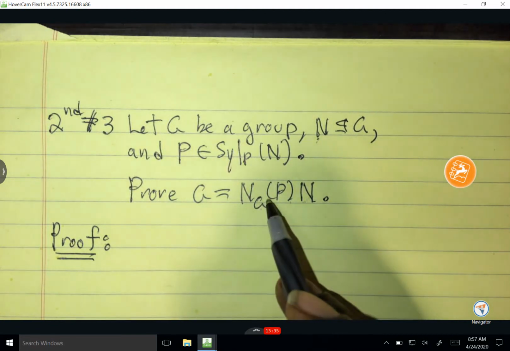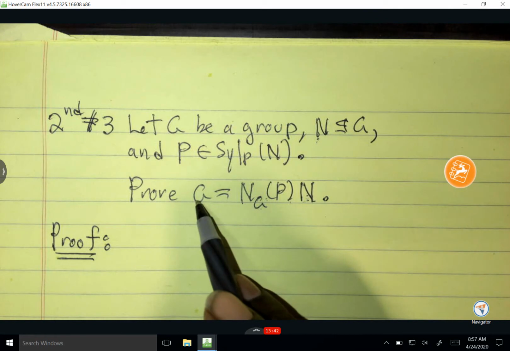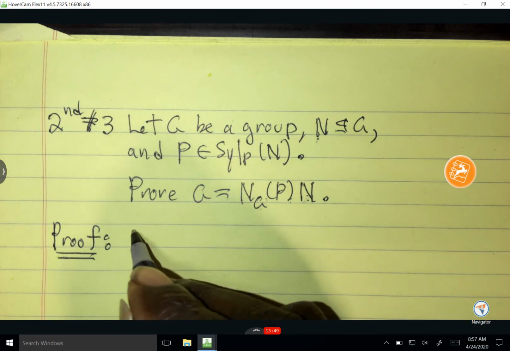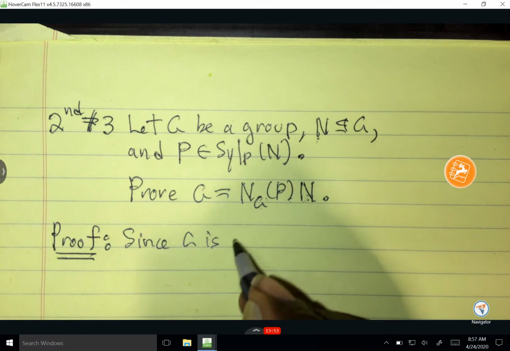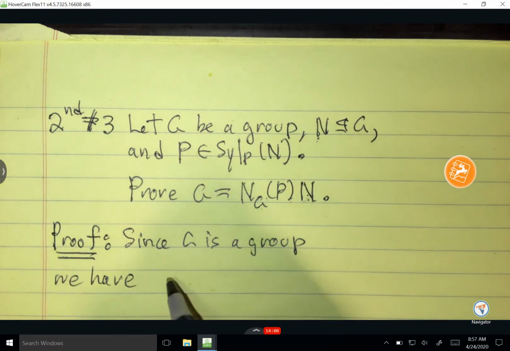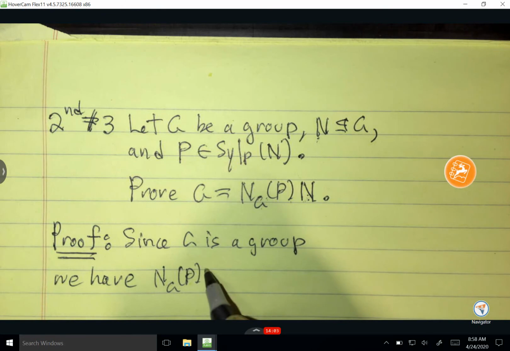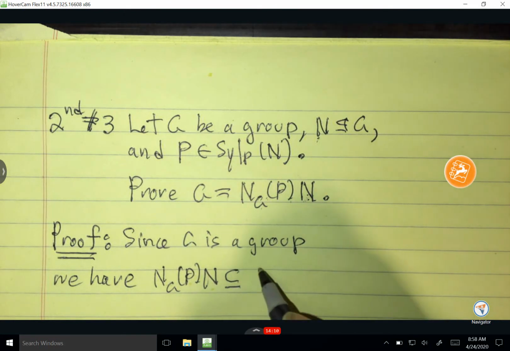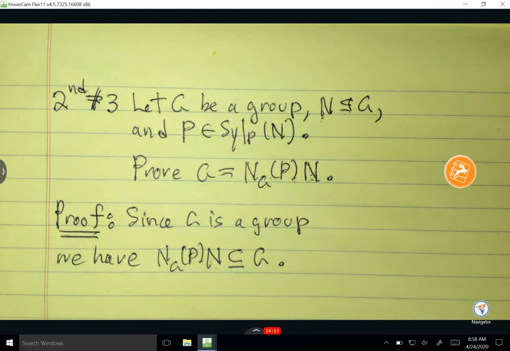Okay? So clearly, anything in this product, something in the normalizer in G of P times something in N, is going to be in G every time by G's closure. Okay? So I'll just say it this way. Since G is a group, in other words, it's closed, we have one inequality. The normalizer in G of P times N is a subset, don't write subgroup here, because we don't know this one's a group, is a subset of G, just by G's closure. I mean, come on, you can never leave the group. It's closed. Okay, so now we just have to show every element of G is a product of something in the normalizer in G of P times something in N.